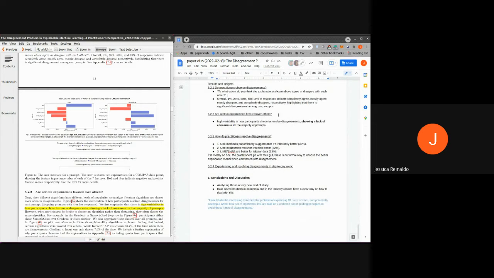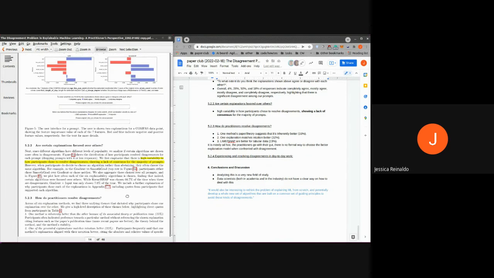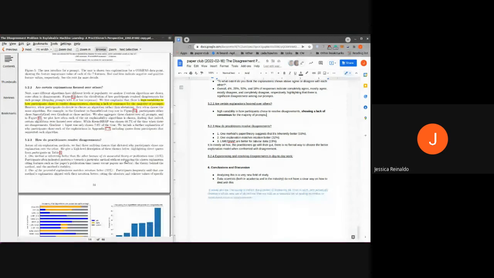Also, are certain explanations favored over others? And they say there's a high variability in how the participants answer this question and how they solve disagreement. So there is a lack of consensus on how the practitioners are solving this. What is the thought process for people to solve these disagreements?